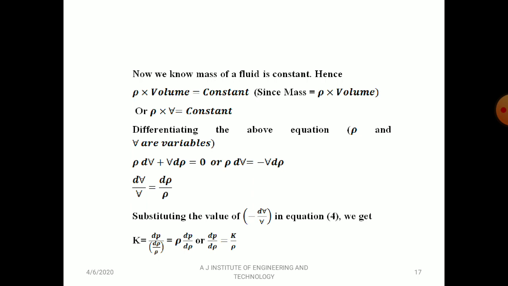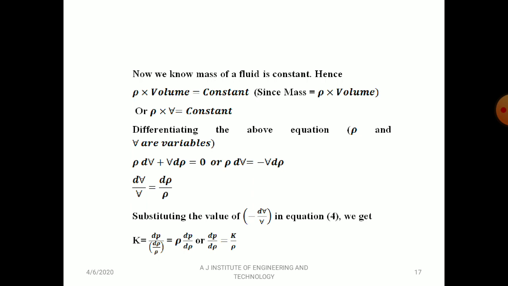So differentiating the above equation, treating rho and v as variables, apply the product rule, considering rho as the first term and v as the second term. So rho into dv plus v into d rho equal to 0. Just take v d rho to the other side. Rho dv equal to minus v d rho. So minus dv by v equal to d rho divided by rho.